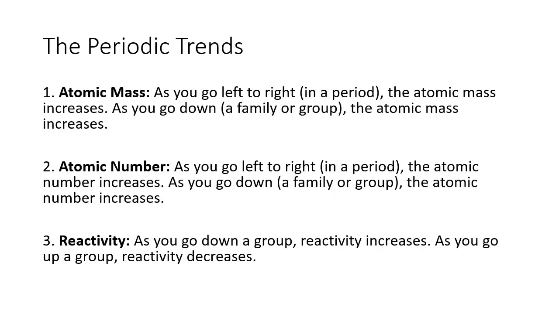So a couple of periodic trends for you before we're almost done here. Atomic mass: as you go left to right in a period, the atomic mass increases. As you go down a family or group, the atomic mass increases. Atomic number: as you go left to right in a period, the atomic number increases. As you go down a family or group, the atomic number increases. Reactivity: as you go down a group, reactivity increases. As you go up a group, reactivity decreases.